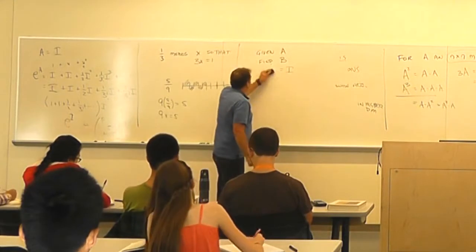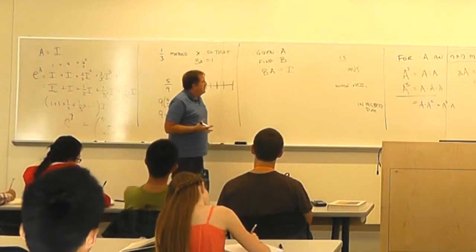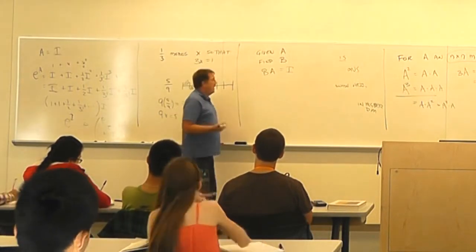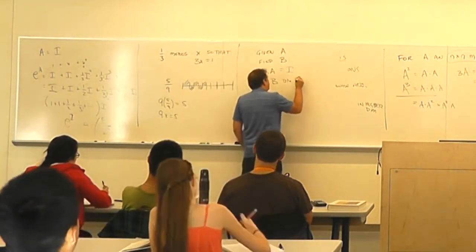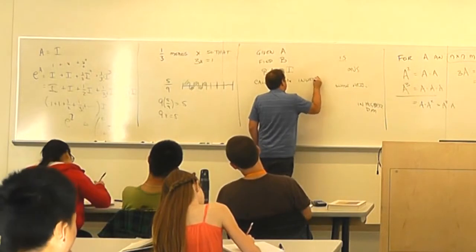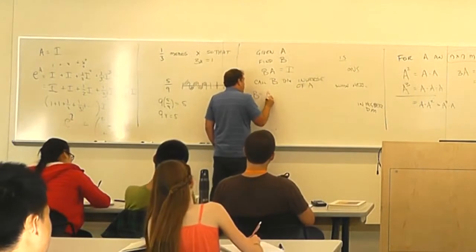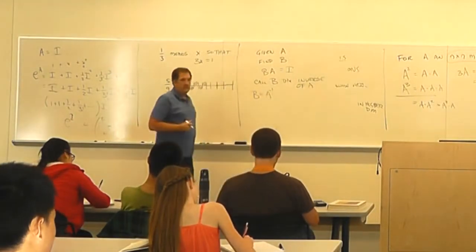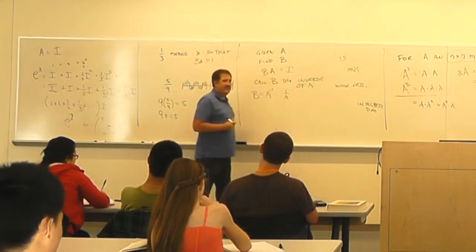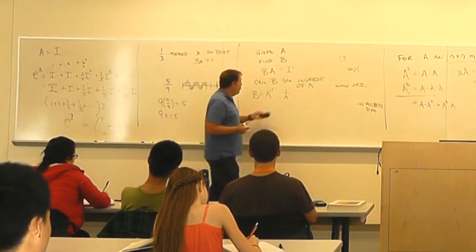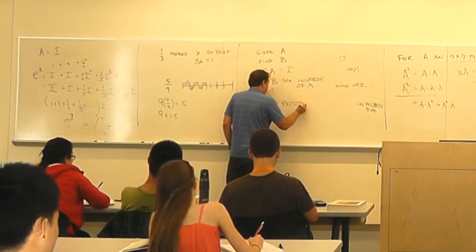Maybe I want BA. Doesn't matter. So if BA is the identity, then I'm going to call this guy the inverse of A, and I'll actually write B is A to the minus 1 power. I mean, here I'm thinking that it's 1 over A, but that doesn't necessarily make sense. But only if there is one.